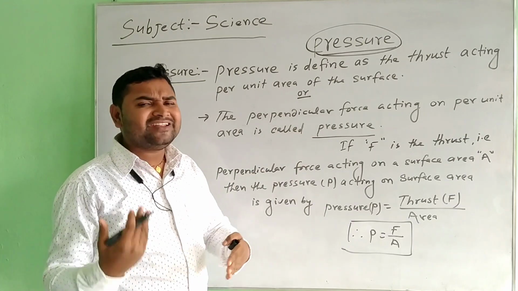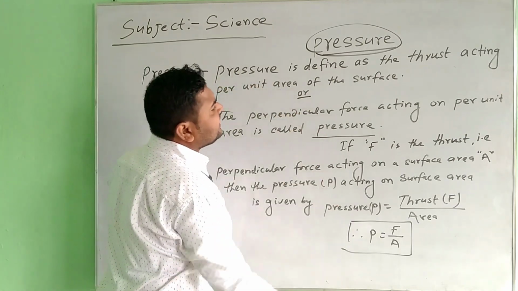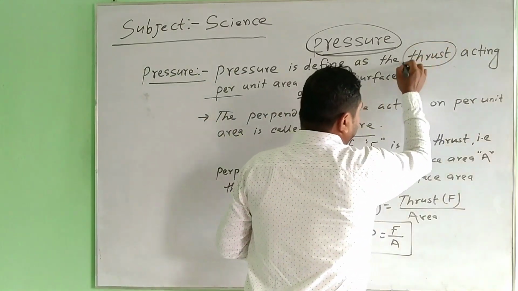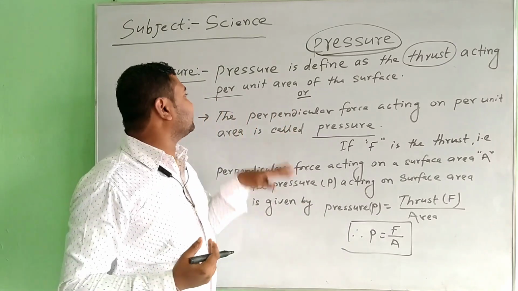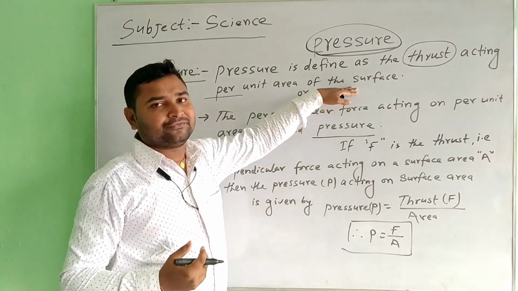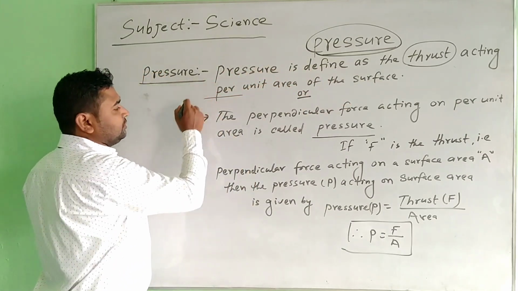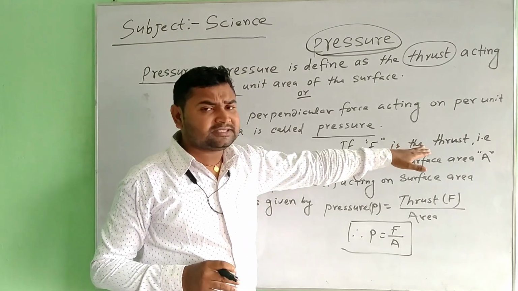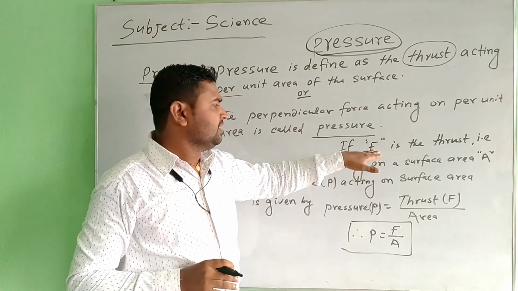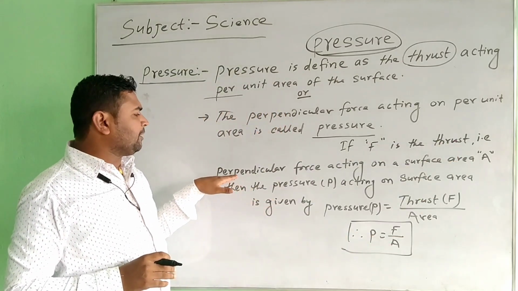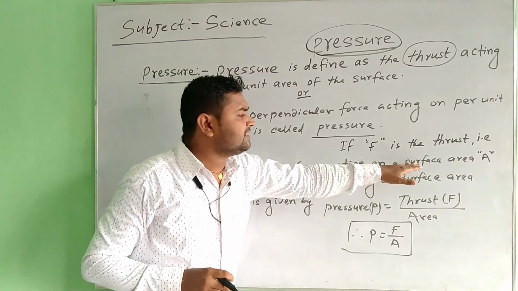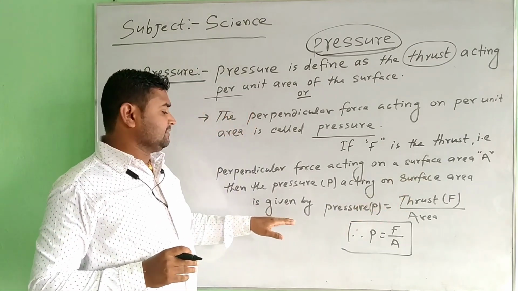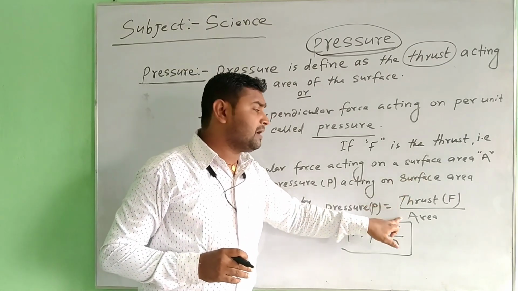Or we can define pressure as the thrust acting per unit area. Thrust means force. The force acting per unit area on the surface is called pressure. So if F is the thrust, that is the perpendicular force acting on the surface area A, then the pressure P acting on the surface area is given as thrust per unit area.